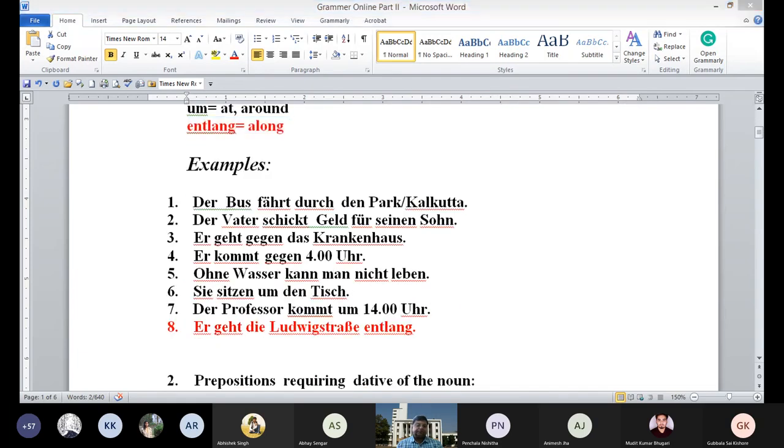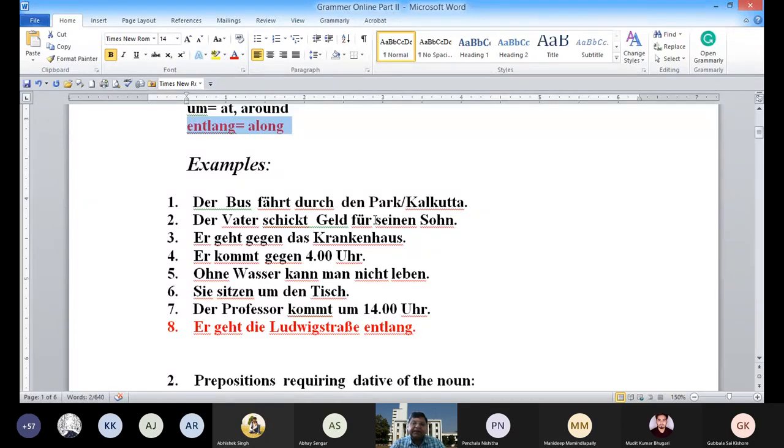Excuse me, sir. In the second example, der Vater schenkt Geld für seinen Sohn. Isn't Geld the accusative object? Yeah, Geld is the accusative object.